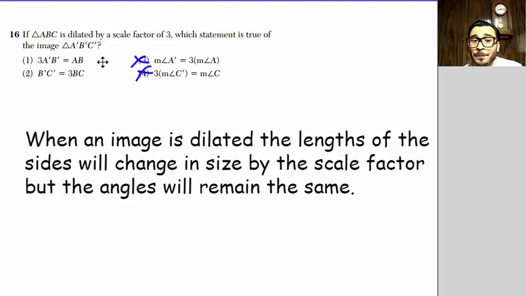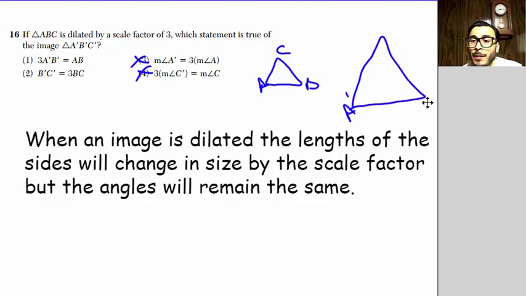Now it says triangle ABC is dilated, right? So we're going from little triangle ABC to a bigger triangle A prime, B prime, C prime, because you multiplied by a whole number. So what you could see is that choice 1 is not going to be true. Because choice 1 is saying that 3A prime B prime, so 3 of these is equal to 1AB. That's not the case. The other way around it's true, right?